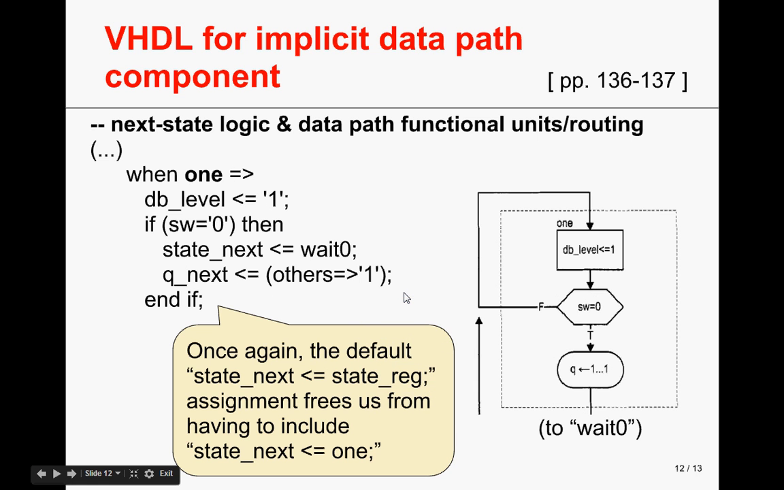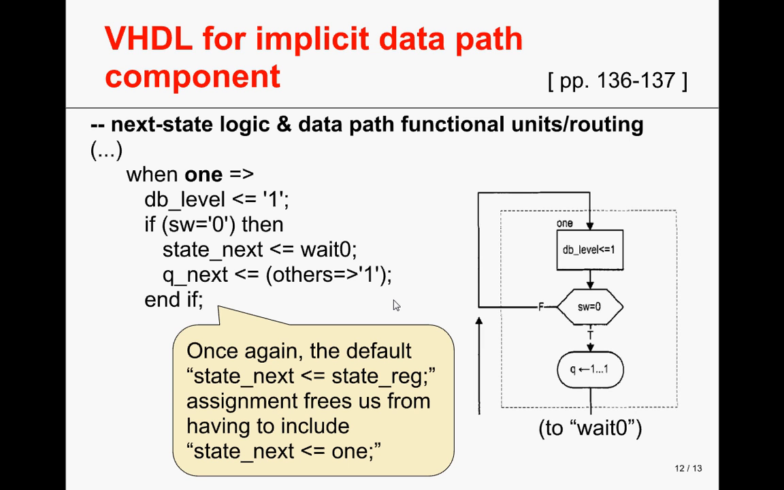Well, in what concerns the state 1, the correspondence between the VHDL code and the FSMD block is very straightforward. Once again, notice that having defined the default next state as the current state frees us from having to say that if this is false, then the next state will be 1. This has been said in the beginning. So the default assignment section really saves us quite a few lines of code.